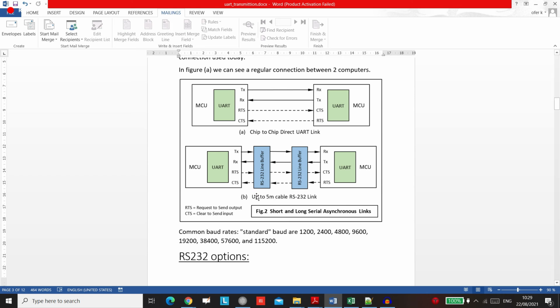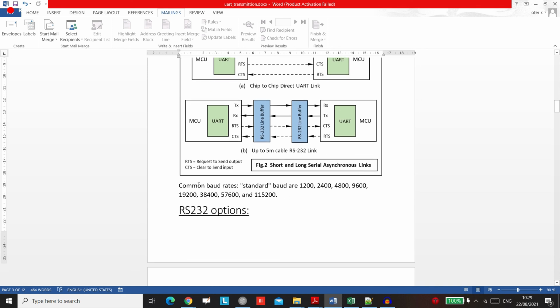If you want up to a 5 meter cable, for example, you can use RS232. It's not so commonly used to connect chip to chip in a direct UART link. Mostly it will go through an RS232 line buffer or through COM ports.